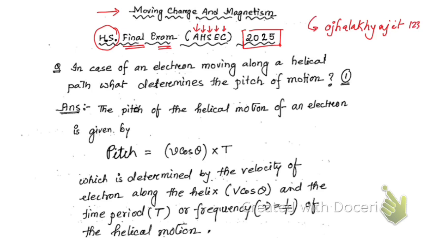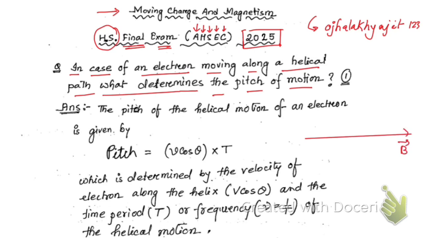So now let's start. So here is the question. In case of an electron moving along a helical path, what determines the pitch of the motion? Now you see, suppose this is the direction of magnetic field. When a charged particle is projected in this direction, its velocity is in this direction, and this angle is suppose theta. Then it takes a helical path like this.